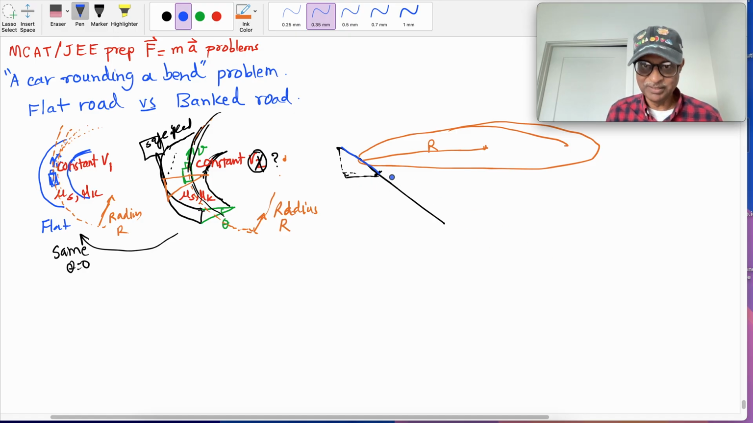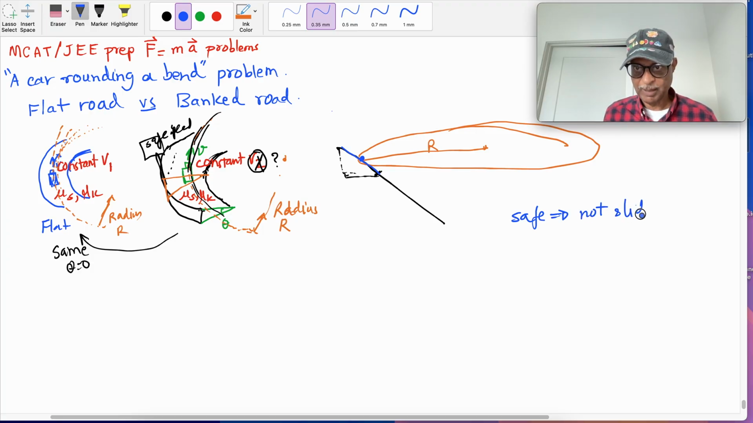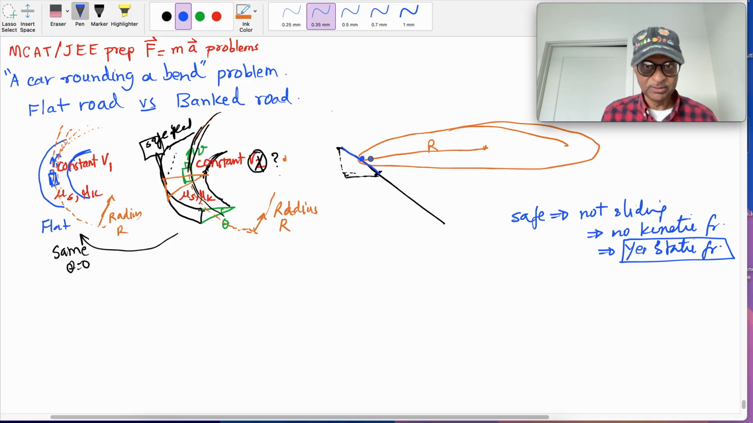Of course I've exaggerated the banking angle just to make it clear. So this is where my car is not sliding. So safe will mean not sliding, which will mean no kinetic friction, yes, static friction. So this is how we decide the static friction will play a role.